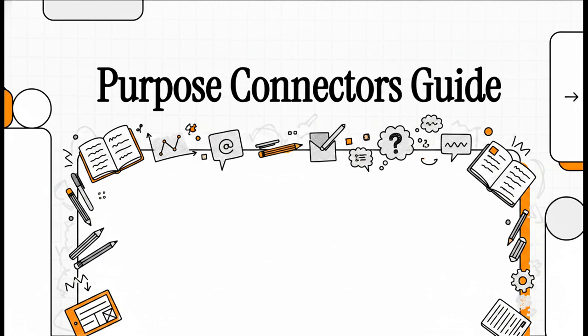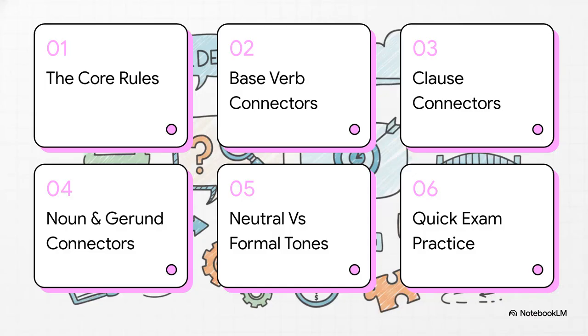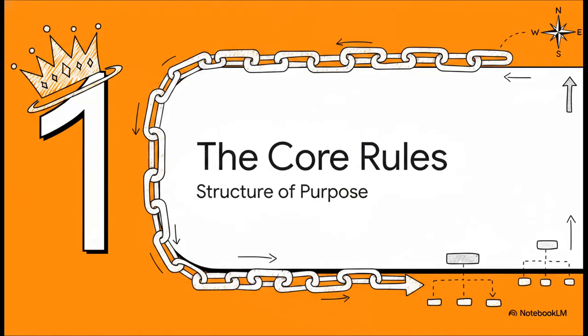Let's jump right in. Okay, so here's the game plan on the board today. We're going to hit the core rules first, then break down our base verb connectors, clause connectors, and nouns and gerunds. After that, we'll compare neutral versus formal tones, and finish the whole shebang with some quick exam practice to really lock it in. All right, Section 1, the core purpose rules.